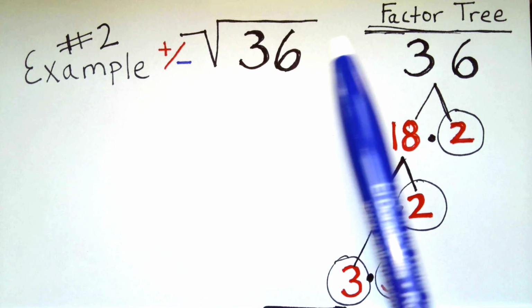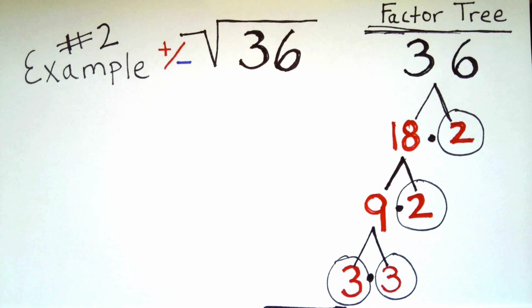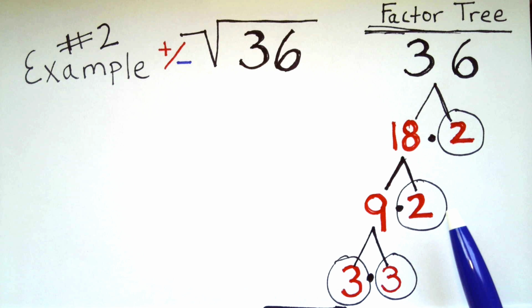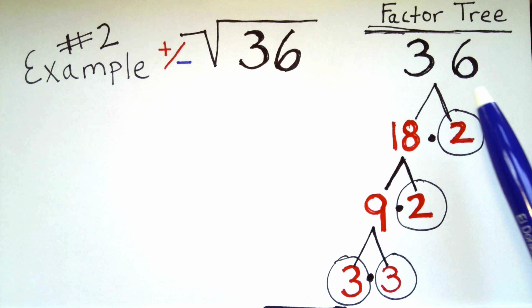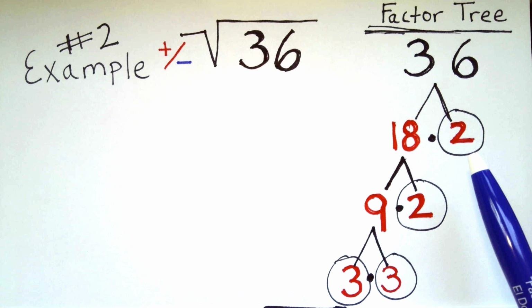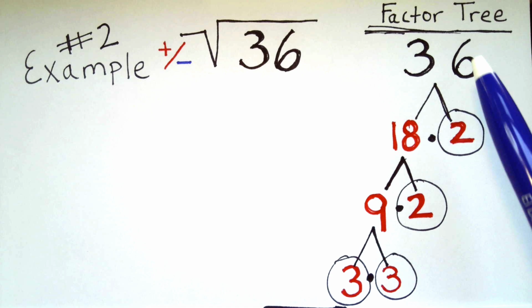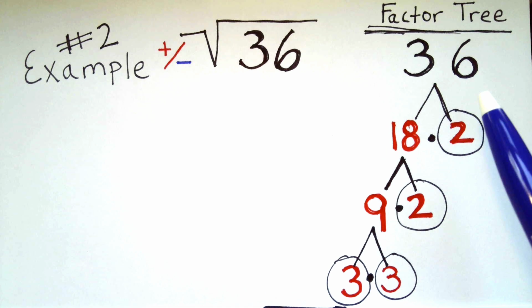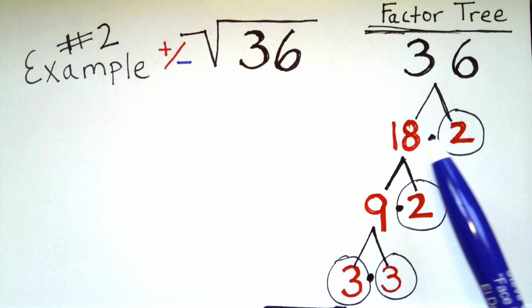I'm going to take 36 and use what I call a reverse factor tree, or a factor tree. I'm going to break 36 down into its smallest parts. 36 is an even number, so I can divide 2 into 36. 18 times 2 is 36. So 36 divided by 2 is 18.